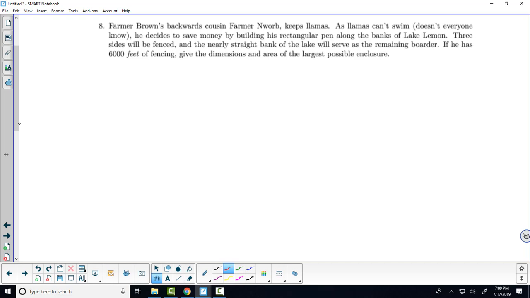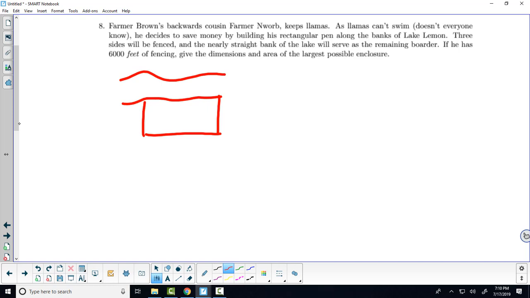So to save some money, what's he going to do? Well, he's going to use the creek as one side of his pasture. So he's going to construct a pasture that looks like this. The question is, he's got 6,000 feet of fencing. What are the dimensions that will maximize his area?